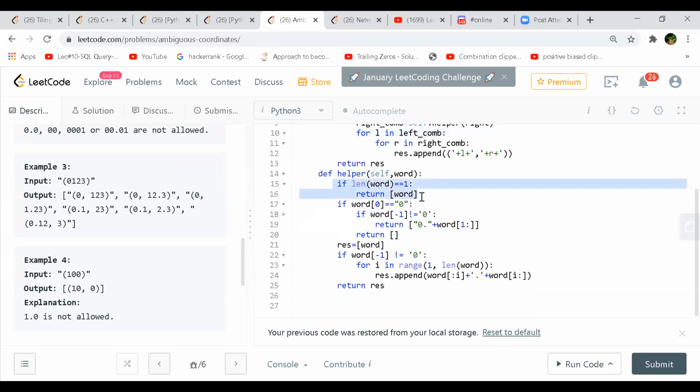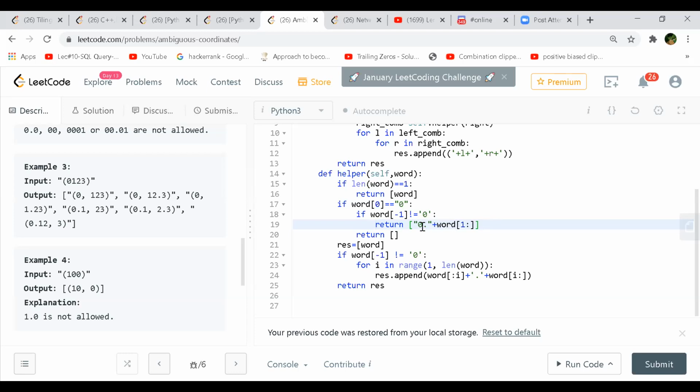If the length of the word is 1 only, then you just return that word in the list. And if the first letter is 0, and make sure that the last letter should not be 0, then you return in this fashion, right? Leave that 0 and then 0 point. It's kind of string manipulation: leave that first character because it was 0, and the remaining characters you take, concatenate with it and return it as a list.